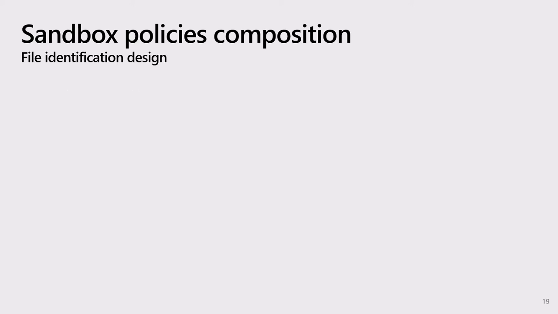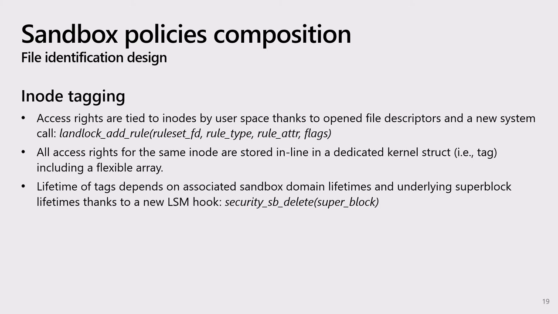So, how does the file identification work for Landlock? Well, we first use inode tagging. Access rights are tied to inodes by user space thanks to open file descriptors and a new system call, landlock_add_rule. All access rights for the same inode are stored inline in a dedicated kernel struct, kind of a tag, including a flexible array, which enables efficient lookup for a specific inode. And then, the lifetime of such tags depends on associated sandbox domain lifetimes and underlying superblock lifetimes, thanks to a new LSM hook that we added, security_sb_delete.